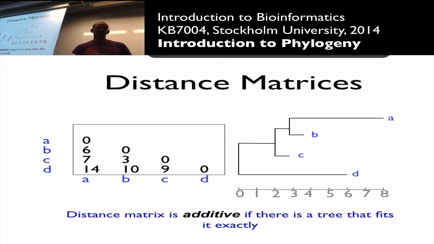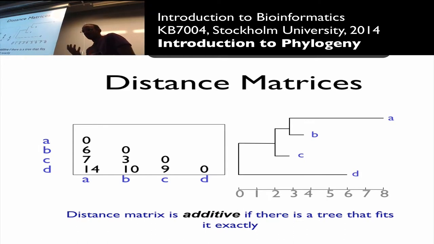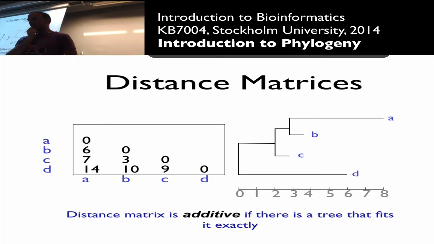So in most cases you don't have trees that fit perfectly, but you can try to make as good a tree as possible. If this one should be one step up here, then that one would have to be one longer, but then that one should be one shorter, so it doesn't really work out for everything else. So the perfect additive tree doesn't exist, but with some approximations you can do that.